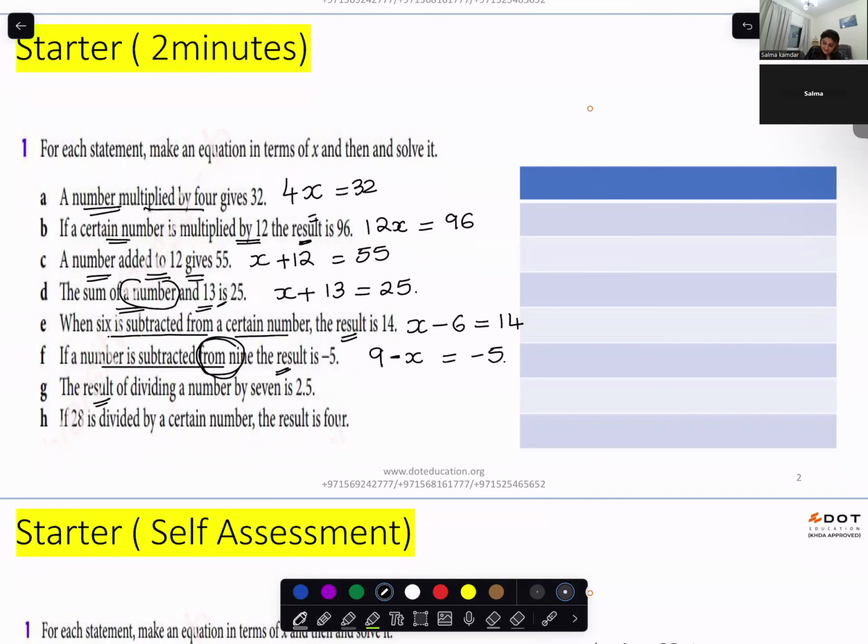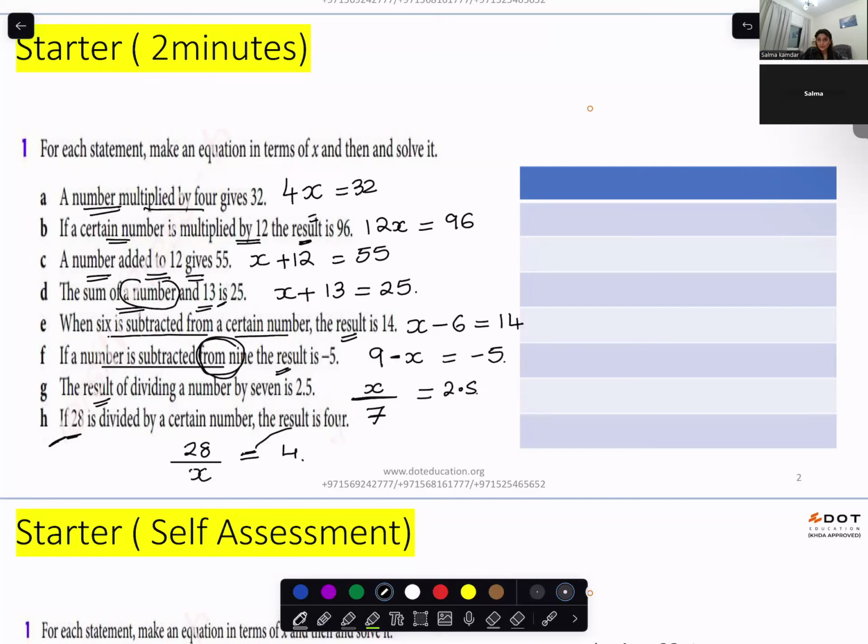Result of dividing a number, I don't know the number. Dividing the number by 7 is going to give me 2.5. And the last one: if 28 is divided, put the division sign, by a certain number, I don't know the number, result means equal to 4.